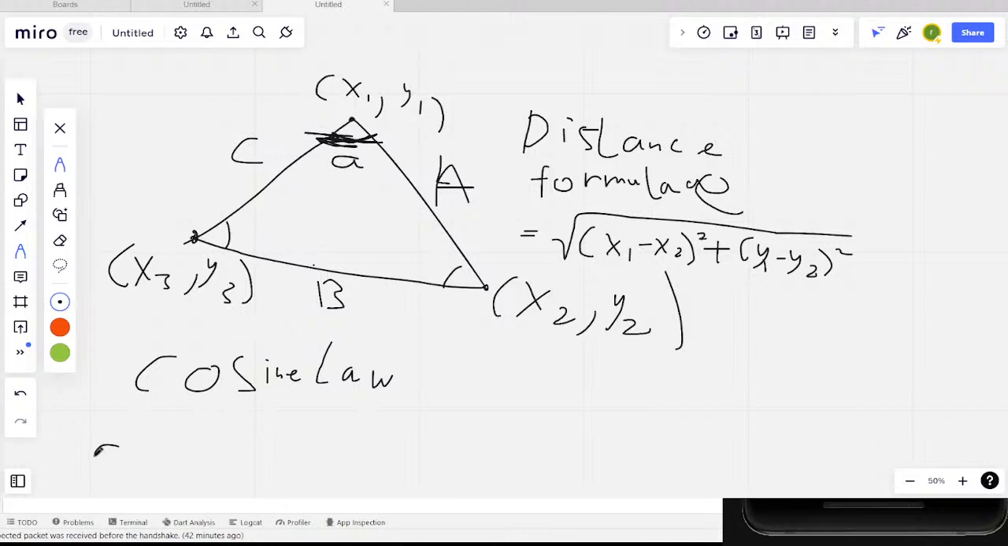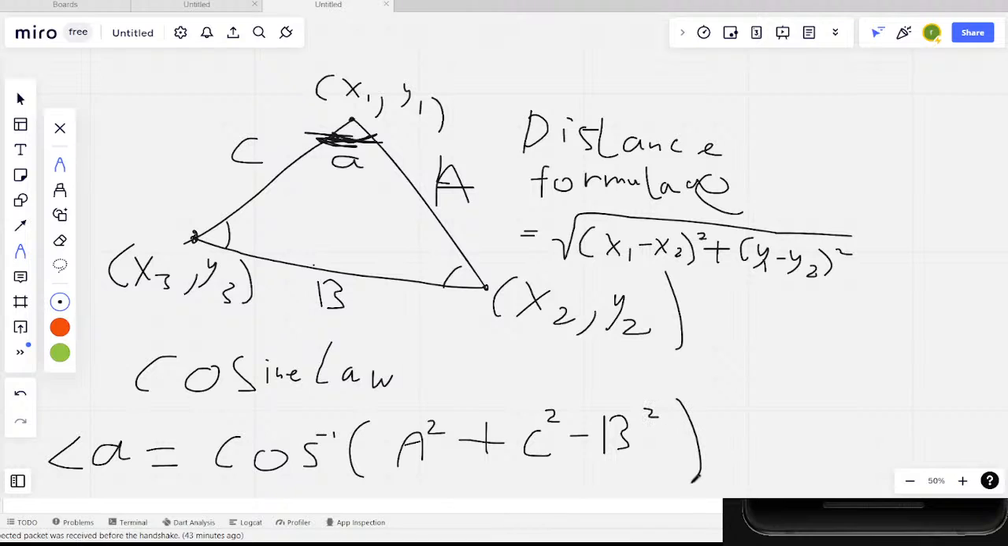So angle A will be equal to cosine inverse of (A squared, side A power 2, plus side C power 2 minus side B power 2), all of that divided by 2 times A times C.